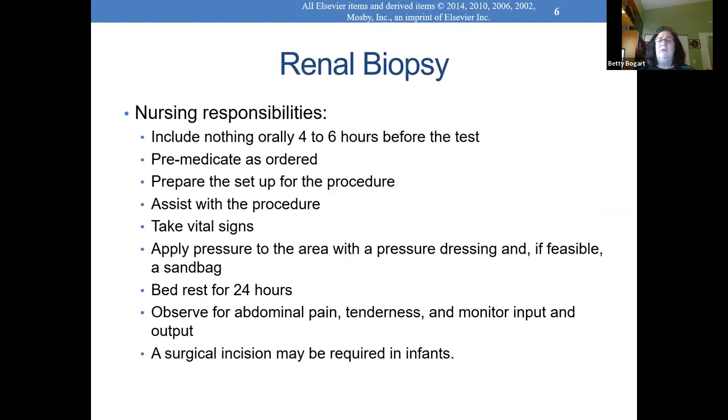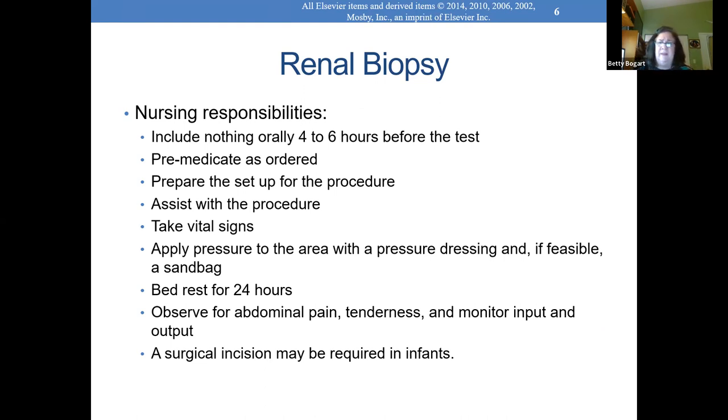So I mentioned a renal biopsy, or we can do a punch biopsy. What we're doing is looking to see what sort of tissue, what infection can be in there. This is a procedure where the child will be kept NPO. Smaller kids will be NPO fewer hours than older children. You don't want to keep a child under one NPO more than 2 to 3 hours, because they drop their blood sugars so quickly. So nothing to eat or drink for, let's say, 4 to 6.